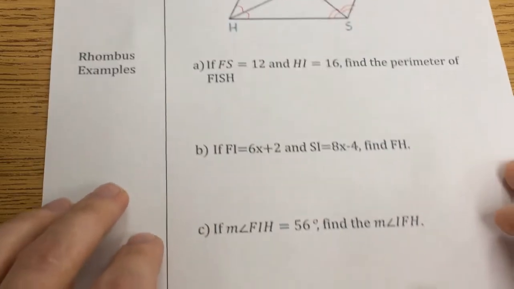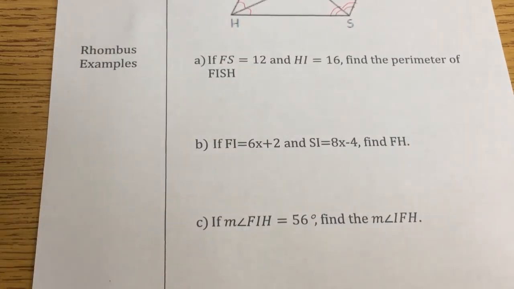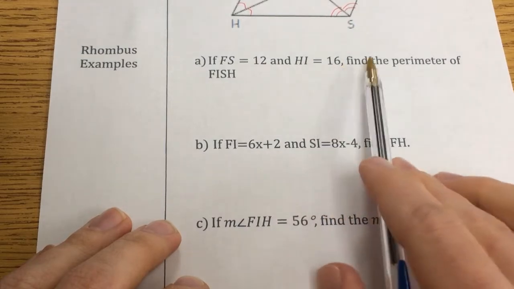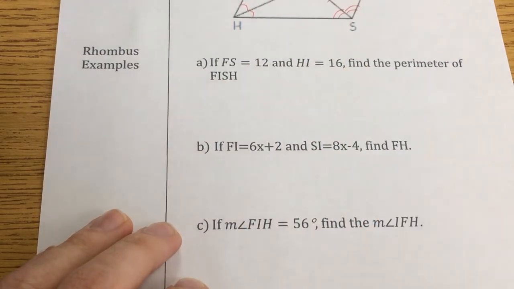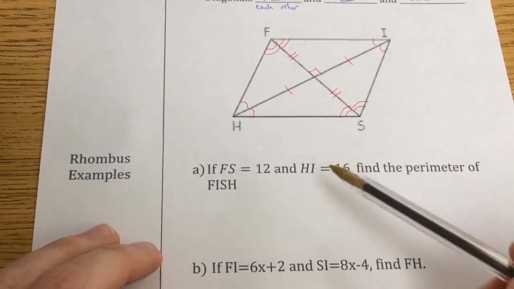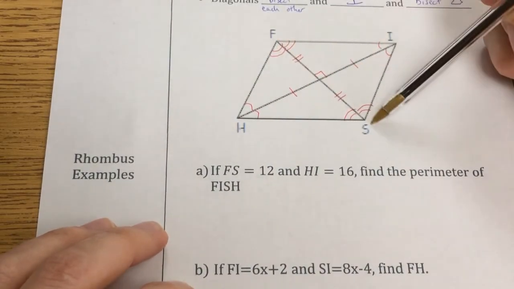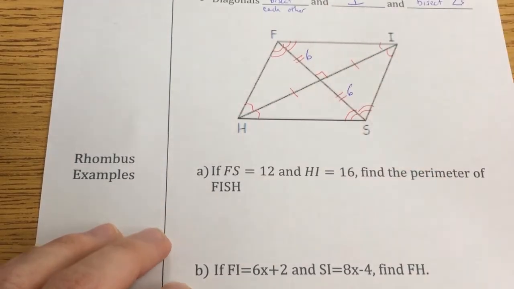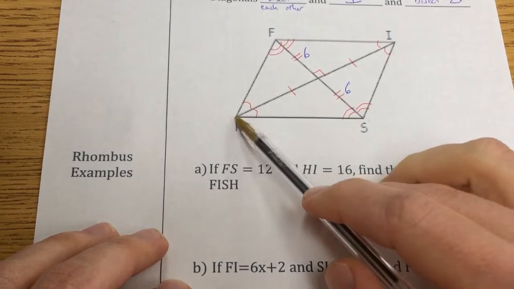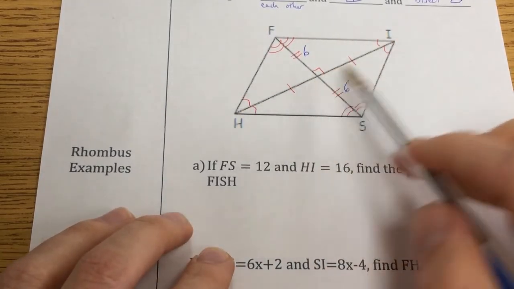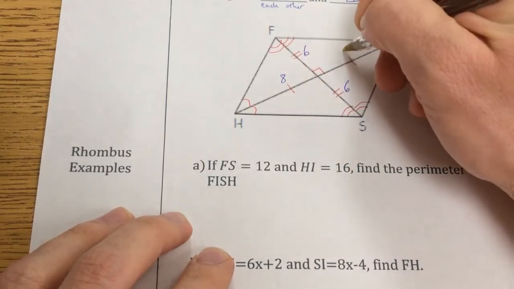All right. So here are my rhombus examples if you want to copy these down. First off, it says FS is equal to 12, HI is equal to 16. Find the perimeter of FISH. FISH is the rhombus here. If FS is equal to 12, this whole entire thing here, and it was bisected, that means each piece will be 6. If HI is equal to 16, the whole entire diagonal there, it's cut in half as well, so we have 8 and 8.